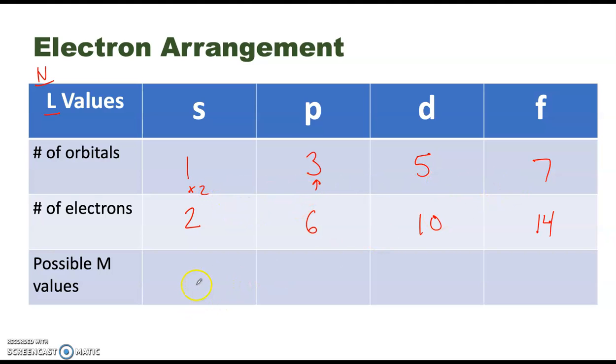Now the possible m values. Remember, s sublevel is spherical in shape, so no matter how you orient it, it's always the same orientation, however you spin it. So we just give it a value of 0. A p sublevel can be oriented on the x, y, or z axis, so we give them m values of x, y, or z. Now the d sublevel, we just number them 1 through 5, and the f sublevel, we number them 1 through 7.